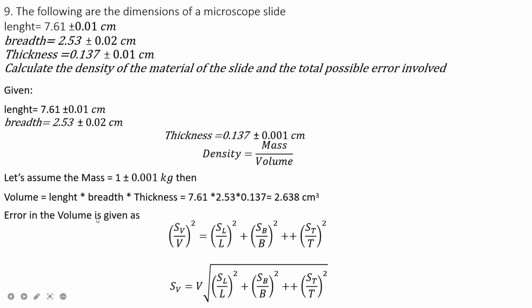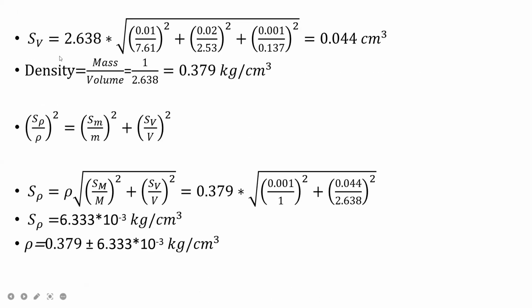Now, the error in the volume is given as this. Just pardon this double plus sign there. It's supposed to be a single plus. So the error is given as this, and the standard error in the volume is given as this by making S the subject of the formula there. Now, on substituting, we have this there.